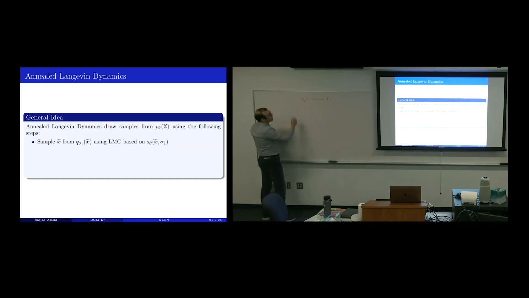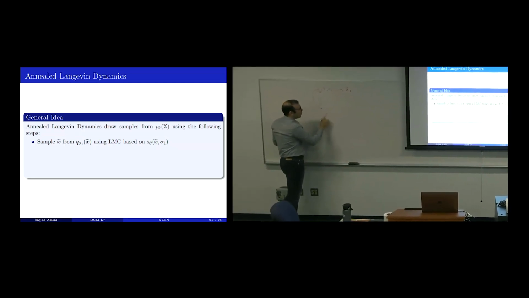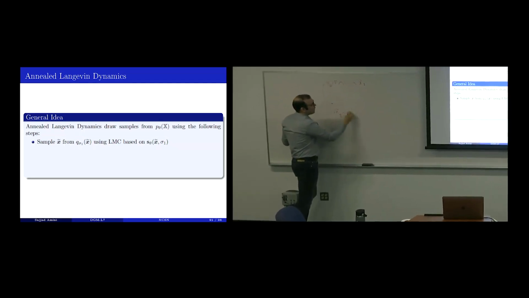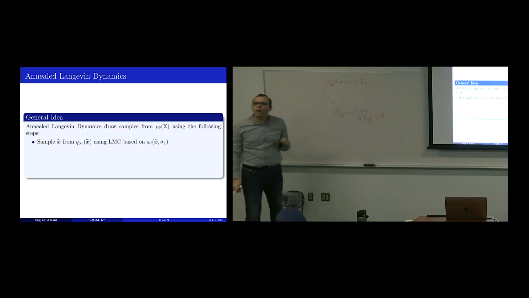One option, as you said, is that we can input this x tilde 1 into an LMC with S theta of x tilde and sigma L, and then output a great sample. Why?